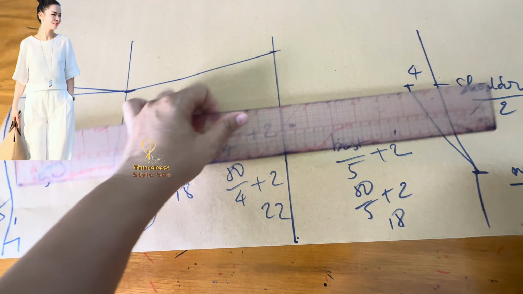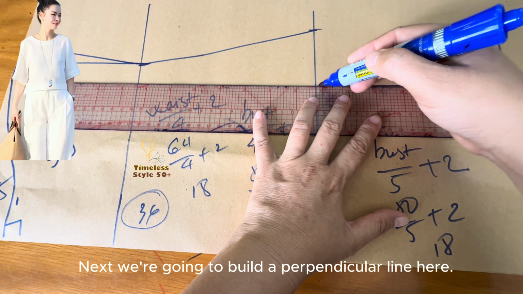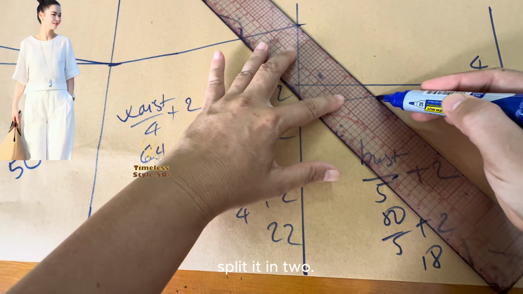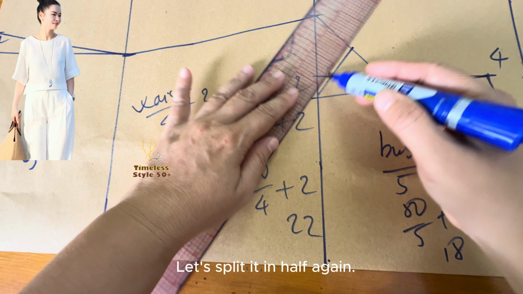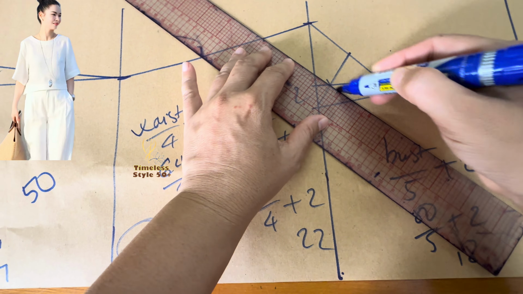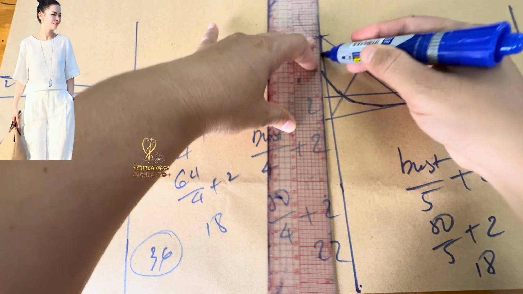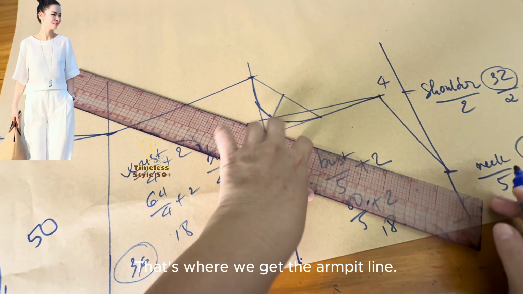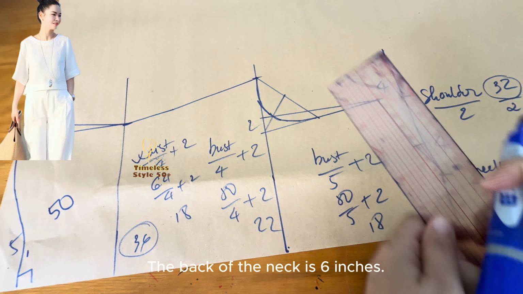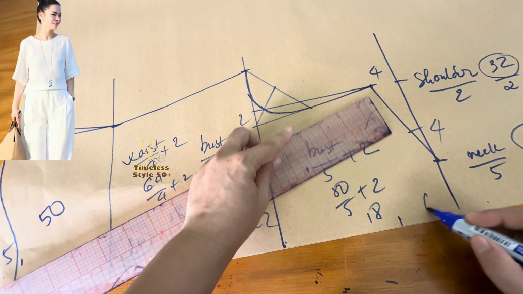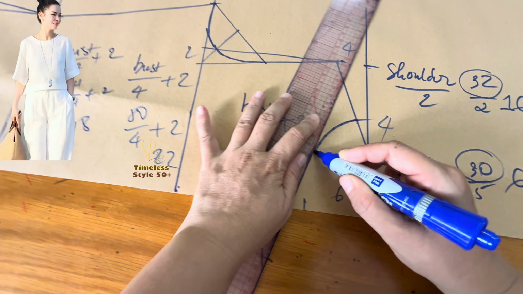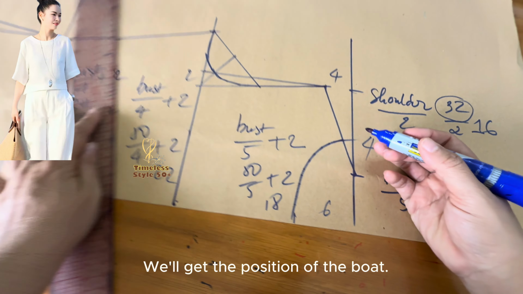And this shirt. Next, we're going to build a perpendicular line here. Then I'll go back down. Split it in 2. Let's split it in half again. Then I'll draw the armpit curve. That's where we get the armpit line. And then from out here, back. The back of the neck is 6. Then I put a corner ruler in here, we'll get the position of the neckline.